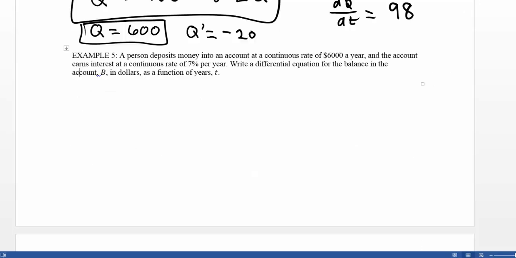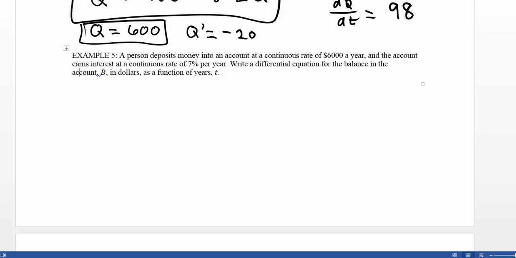Let's do another. A person deposits money into an account at a continuous rate of $6,000 a year, and the account earns interest at a continuous rate of 7% per year. Write a differential equation for the balance in the account B in dollars as a function of years t.